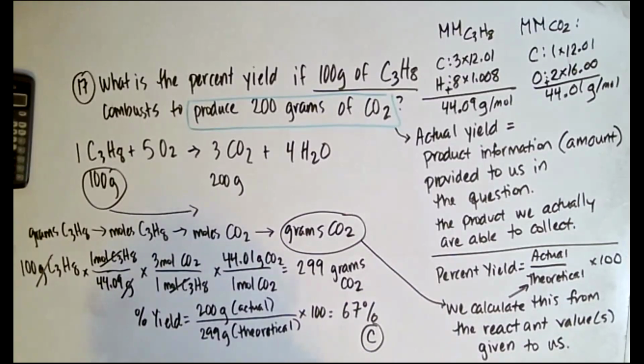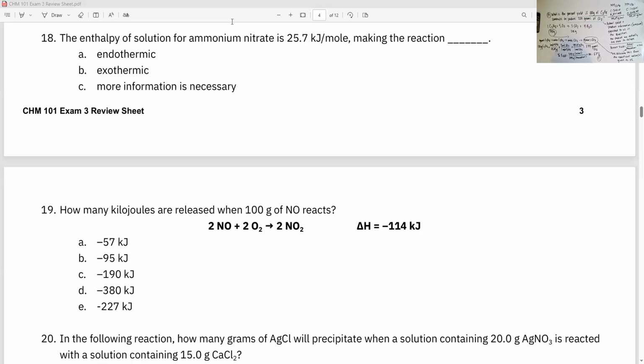All right. Let's look at the next couple questions, get those up. All right, our first question here, number 18, says the enthalpy of solution, which is another way of saying the delta H value for the reaction. So the enthalpy of the solution for ammonium nitrate is 25.7 kilojoules per mole. And it wants to know whether that makes the reaction endothermic or exothermic.